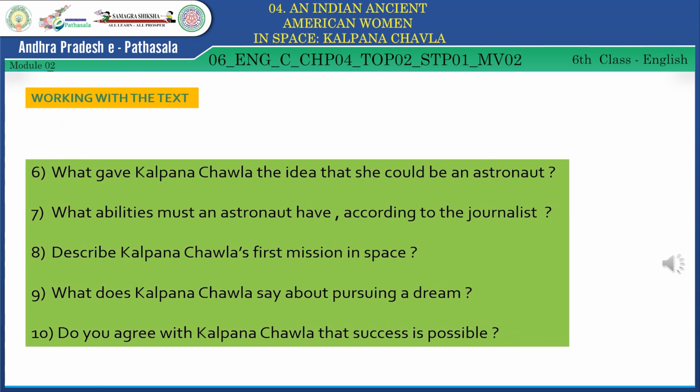Working with the text, remaining part. Question number 6. What gave Kalpana Chawla the idea that she could be an astronaut? Question number 7. What abilities must an astronaut have according to the journalist?